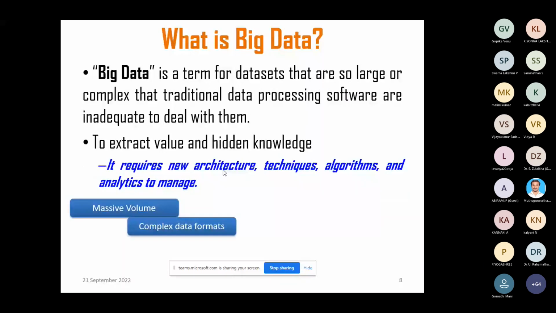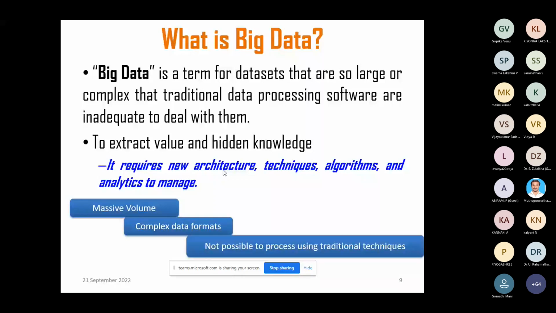In short, to conclude what big data is: it is a massive volume of data, and it does not only have the same kind of data format but a variety of data formats, and it may even be highly complex. The data that could not be handled with the traditional resources that we have is what we conclude as big data.